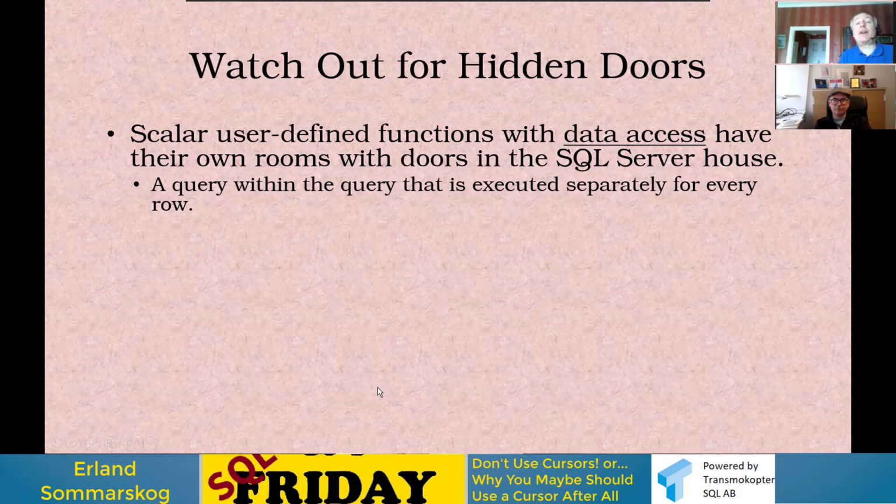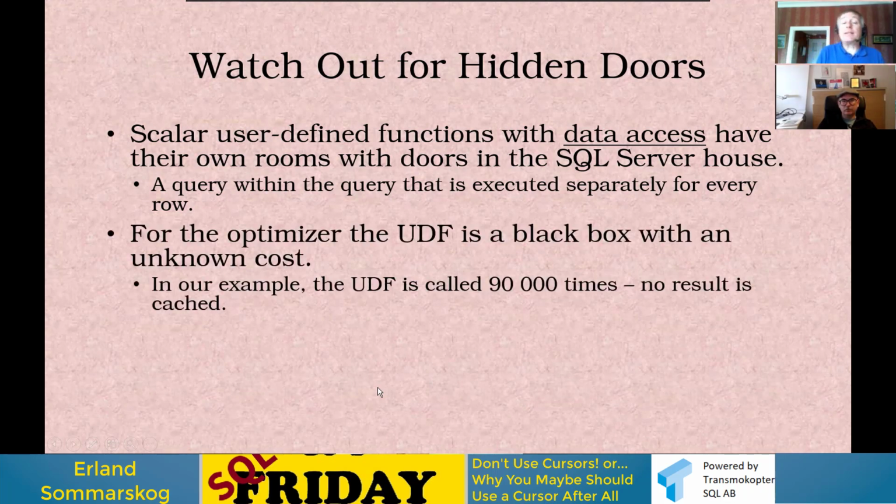When you have a scalar user-defined function with data access, because they have their own rooms in the SQL Server House, it's a query within the query, which is actually executed separately for every row. Slows things down. And also the optimizer is not doing anything smarter. I mean, for example, for one single row, it could call the UDF once and cache the value. But the optimizer thinks, oh, I guess it's cheap. We can probably do this call. Caching values, that's too much work. I don't want to do that. So that's why you get these 90,000 calls.